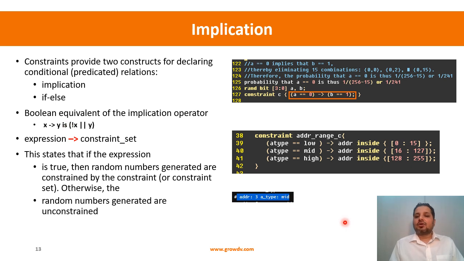Got it, right? When you look at address as 3 and a type as mid, the a type of mid has become false, right? Because when I put mid over here, mid is equal to low will become false, and that false will become true over here. And then a type is equal to this again has become true. So true or true has become true.